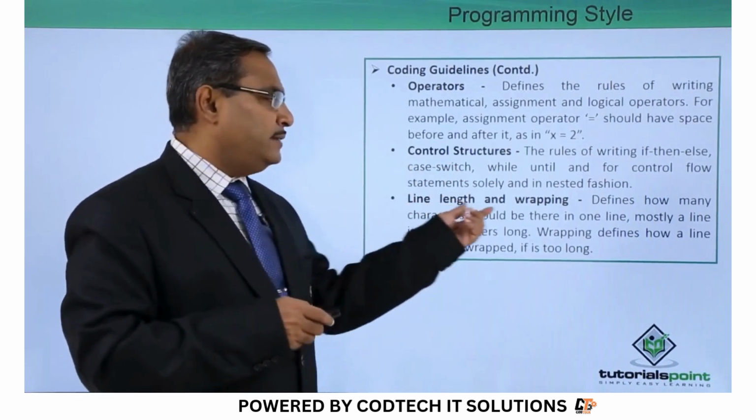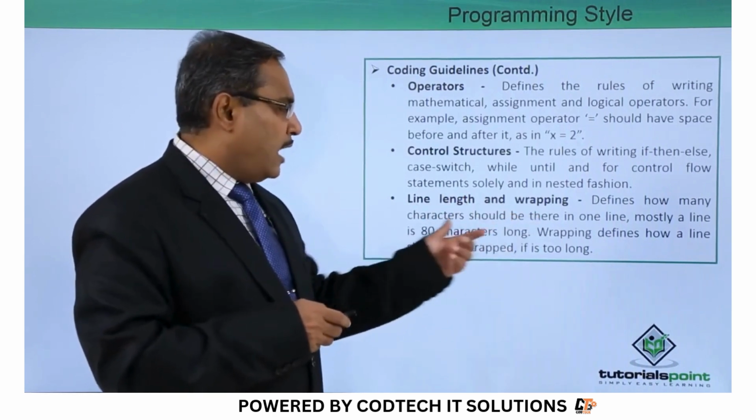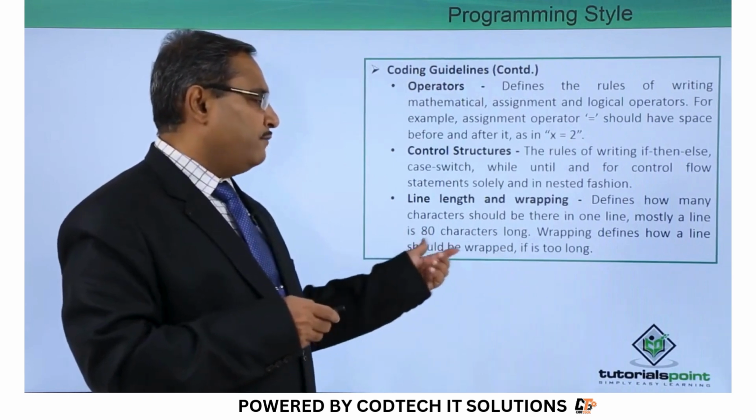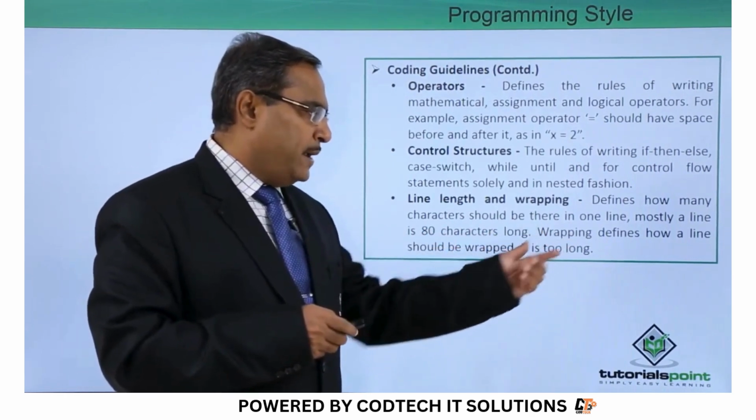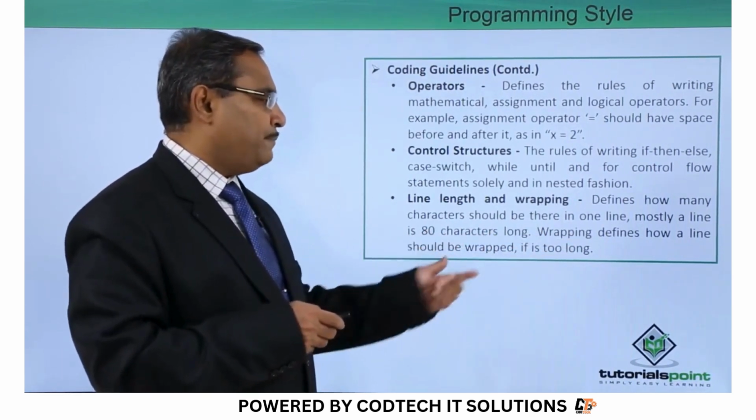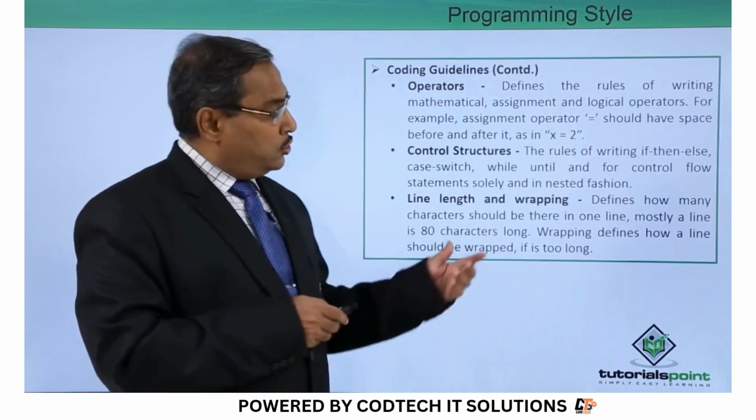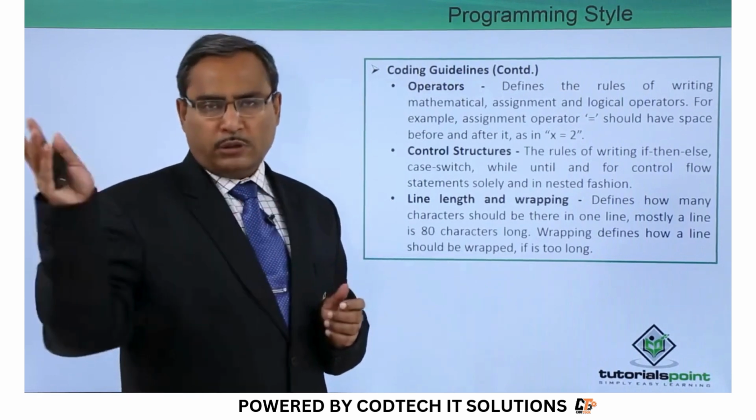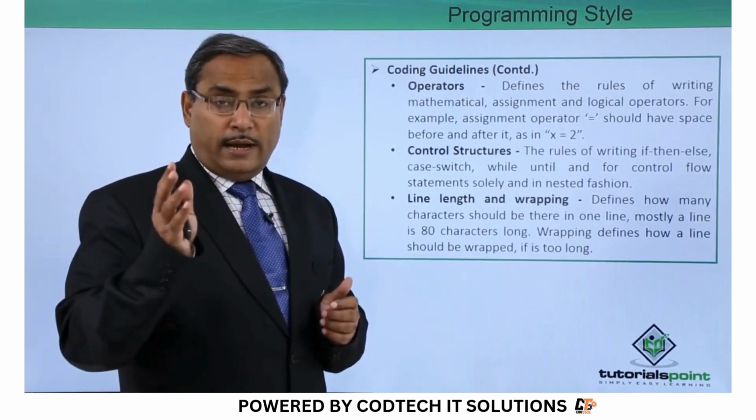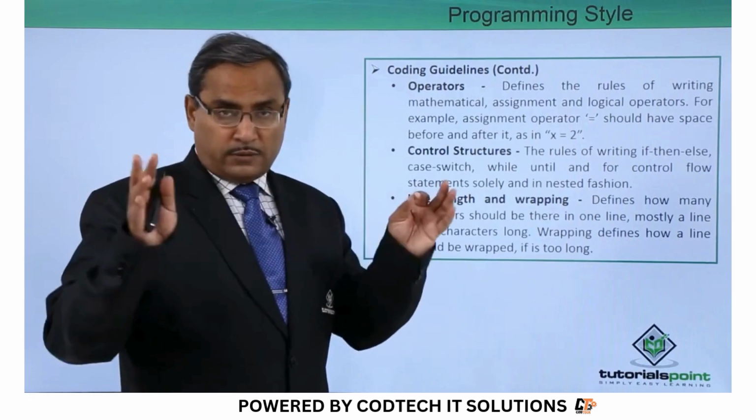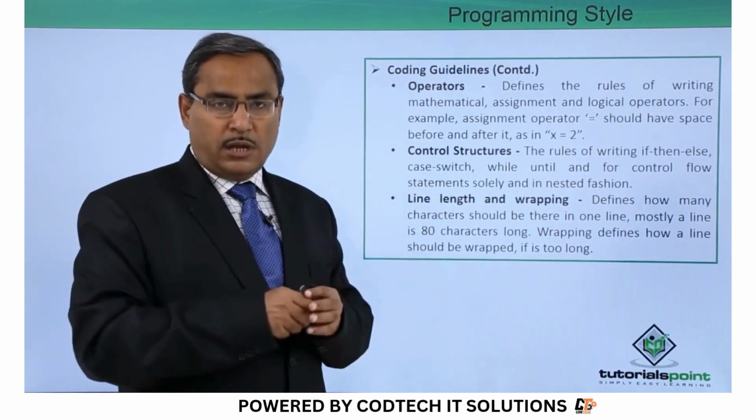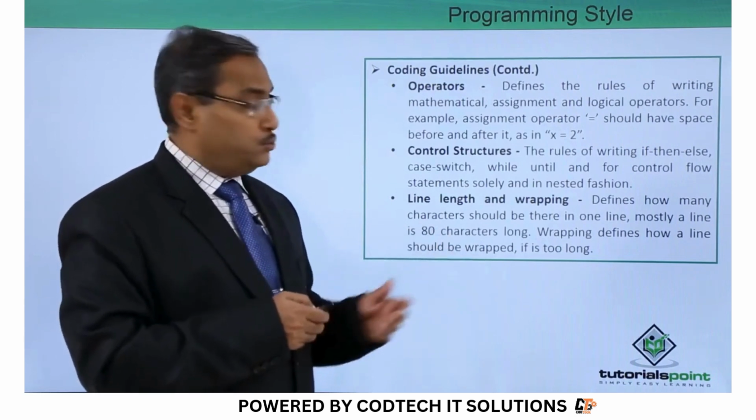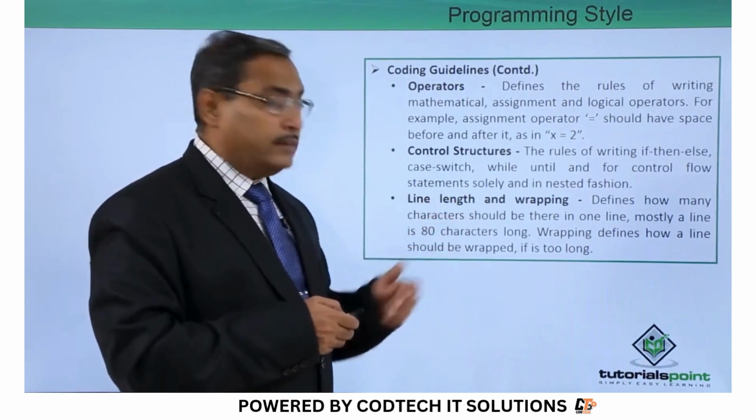Next one is the line length and the wrapping. So it defines how many characters should be there in one line, mostly a line of 80 characters, and wrapping defines how a line should be wrapped if it is too long. Whenever a line is too long, we should wrap it, otherwise the line will go beyond the screen boundary. So in one view you cannot read the full line, it is not easy to read and understand. So in those cases we should check the line length and the wrapping.